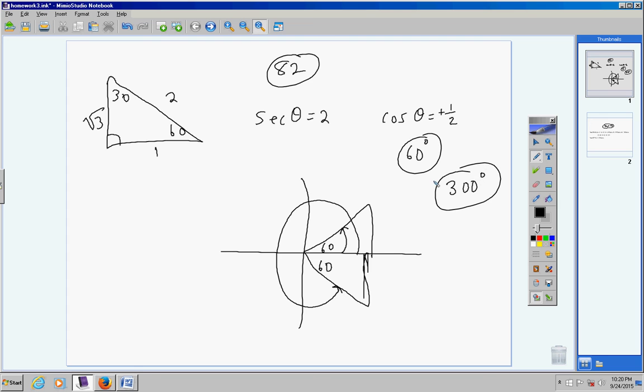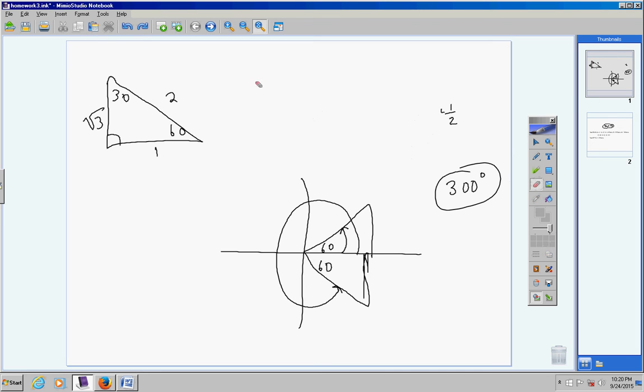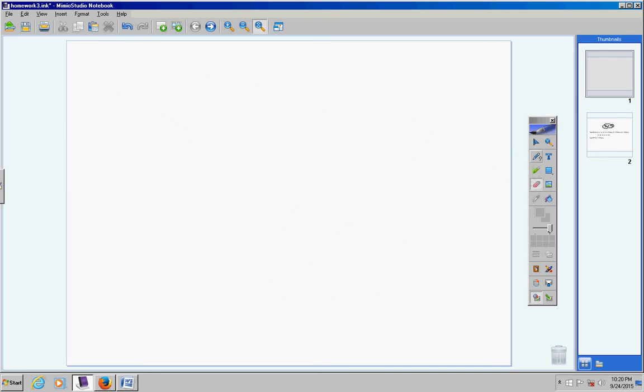And now if you want to check your answers and type in the cosine of 60, you'll get 0.5. Then type in the cosine of 300, you'll get 0.5. But remember, your calculator was in radians, so make sure you switch it over to degrees before you do that. Okay. All right. Number 84 is next. Let's take a look at number 84.